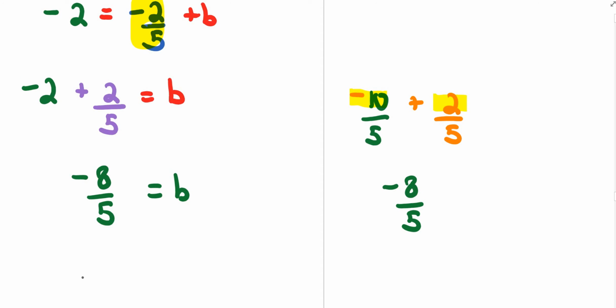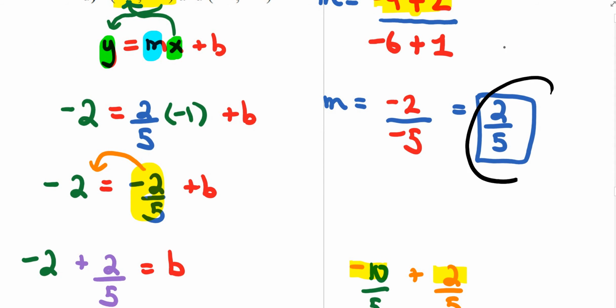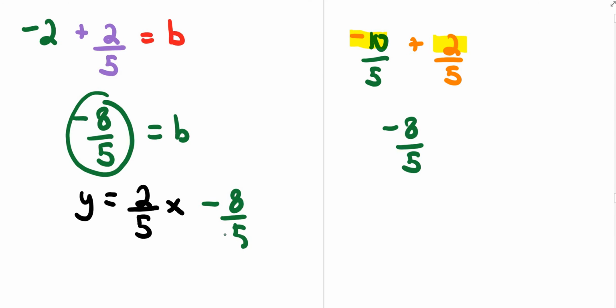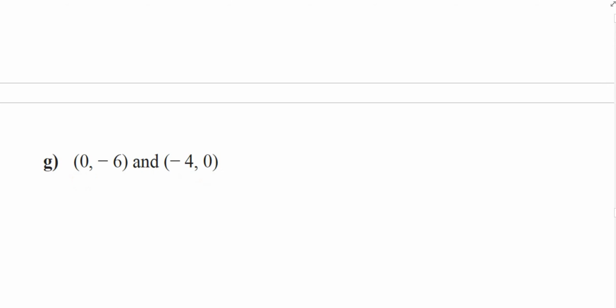All right, so my final answer is going to be y equals... now, what's my slope again? My slope is 2/5, right? So my slope is 2 over 5 x, and then minus my y-intercept, which is minus 8 over 5. So that is another way you can find the equation of the line, by using y equals mx plus b. It's your choice on what method you would like to use. All right, let's move on to letter G here.